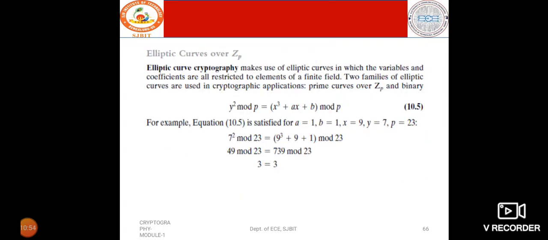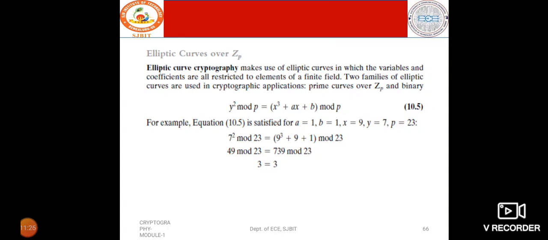Next is elliptic curves over Zp. Here, elliptic curve cryptography makes use of elliptic curves in which the variables and coefficients are all restricted to elements of a finite field. Two families of elliptic curves are used in cryptographic applications: prime curves over Zp and binary curves, which are used in cryptographic applications.